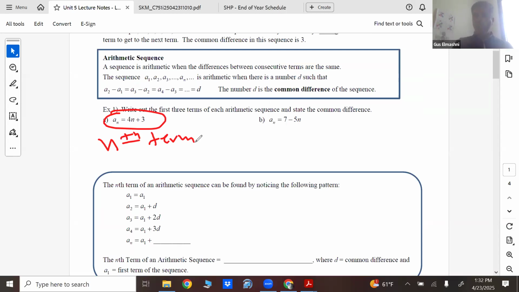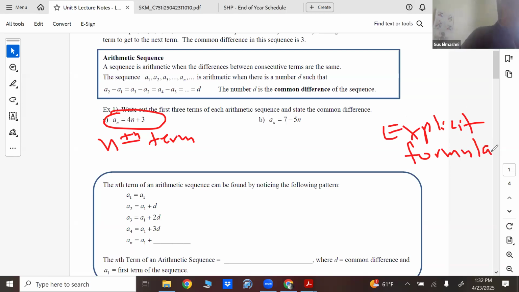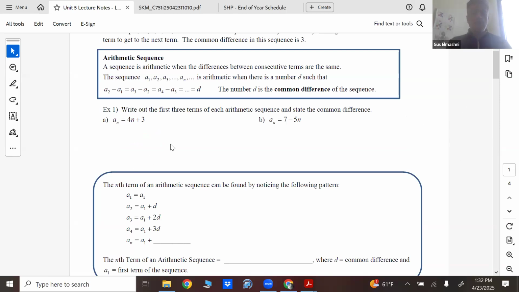So it just gives you the formula directly. In fact, we call this an explicit formula. Just in general, what does explicit mean? Direct, right? Like if you listen to something that has explicit lyrics, it's very direct. So it's kind of the same thing. It just gets you the answer directly. And the difference will always be the same between consecutive terms. So each of these are explicit formulas. They're all arithmetic, but they're all explicit.